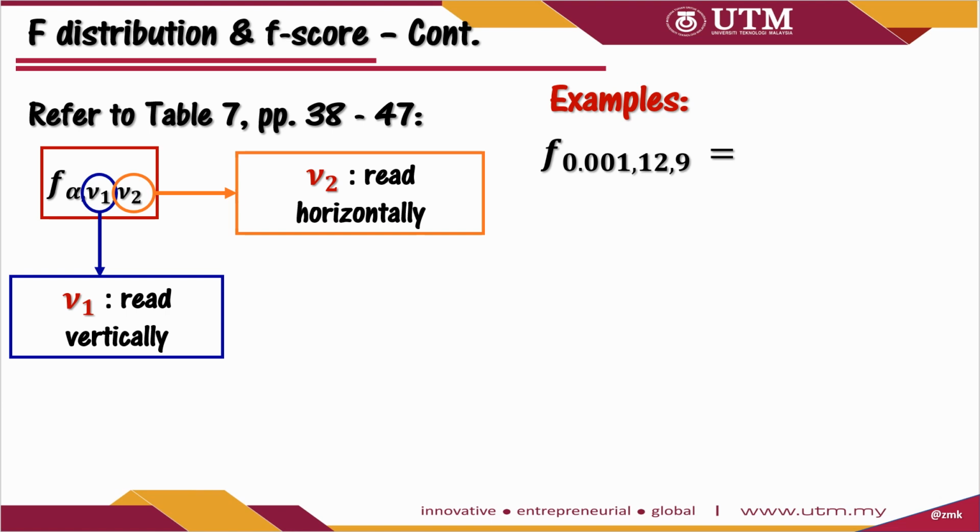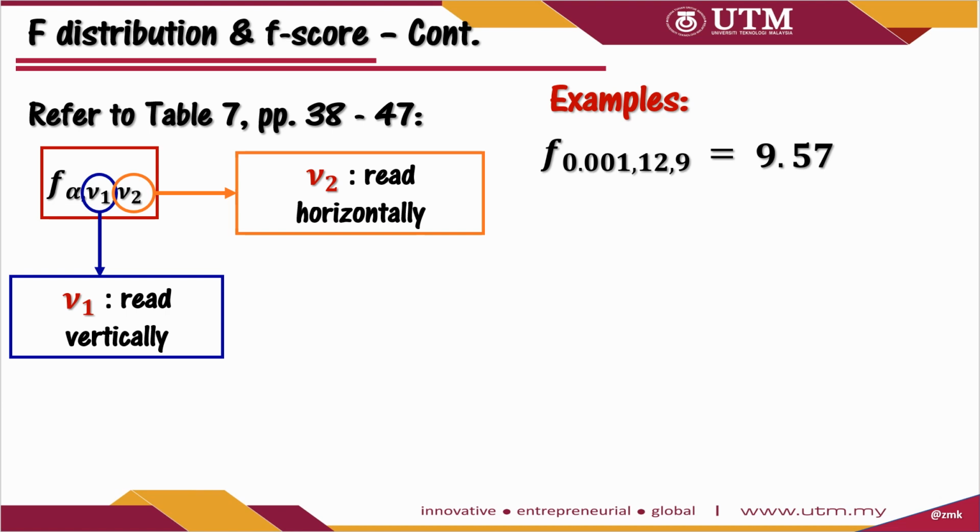So what do you have to do? First, go to alpha equal to 0.001. That is in page 38. Next, find nu1 equal to 12 from the first column. Once you get to 12, go horizontally until you get to nu2 equal to 9. You will notice the corresponding F 0.001, 12, 9 is 9.57. Do you get the value?